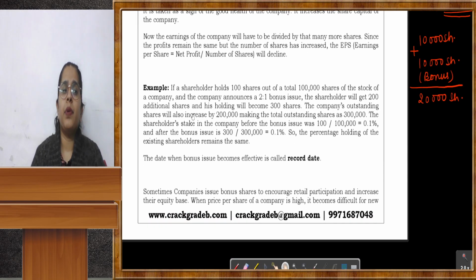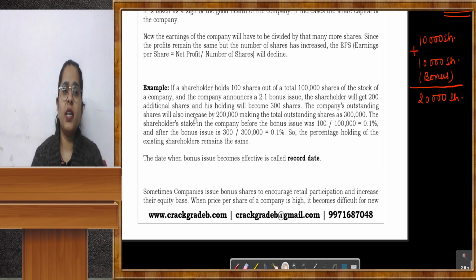Next, see the example. If a shareholder holds 100 shares out of total 1 lakh shares of the stock of a company, and the company announces a 2:1 bonus issue. Okay, 2:1 means whosoever is holding one share will get two shares as bonus. So in this case, what will happen? This shareholder has 100 shares. So now he will get as bonus 200 shares and his holding will become 300, right?